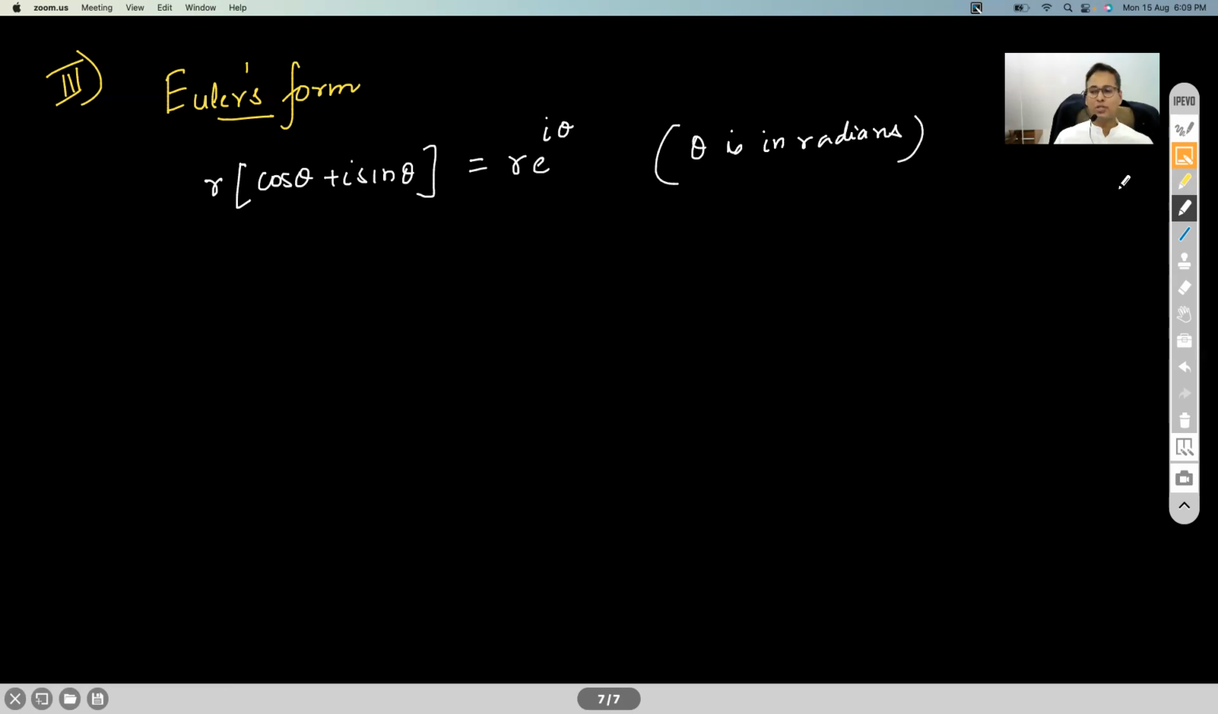In the previous ones, you could have written theta in degrees. Nothing will go wrong there. But when you're writing it in the Euler form, this theta should be in radians. It cannot be in degrees. I'll tell you the reason why, at least a part of the reason. Okay. That means Euler somehow proved that this actually could be written as e to the power i theta.